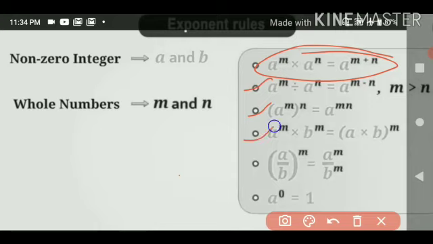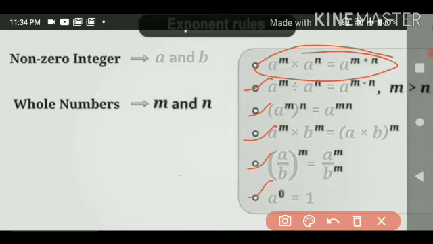The next law, a raised to the power m multiplied by b raised to the power m. Here we have different bases but the same exponents. In that case, bases are going to be multiplied and the same power will be raised. That is, a raised to the power m multiplied by b raised to the power m is equal to a into b whole raised to the power m. Next law of exponent, a upon b whole raised to the power m can be written as a raised to the power m divided by b raised to the power m.